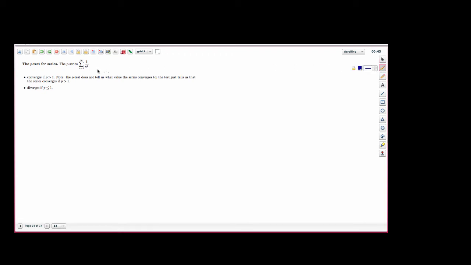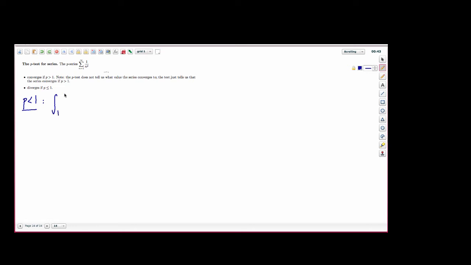Previously, we saw that the p-series sum n equals 1 to infinity 1 over n to the p converges if p is greater than 1. Next, we'll think about what happens if p is less than or equal to 1. We'll need to consider the cases p less than 1 and p equals 1 separately, so let's start with the case where p is less than 1.